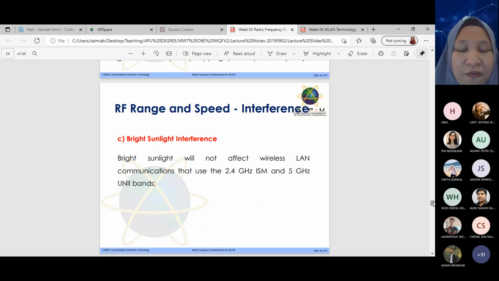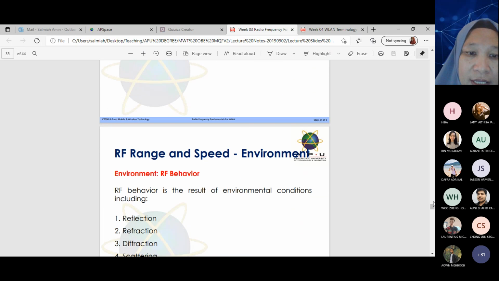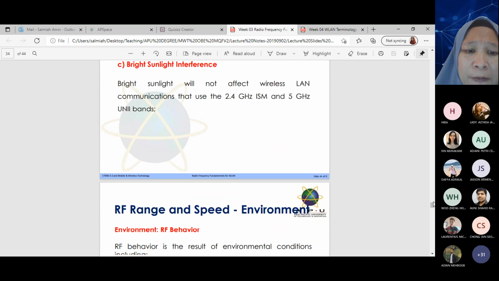And then we have bright sunlight interference. But this one is not really affected, though they claim there's a possibility. Based on research, it doesn't give a big impact to the 2.4 and 5 gigahertz, but a different band, yes. We talk like X-ray, where we realize why we need to go to the dark room, right?